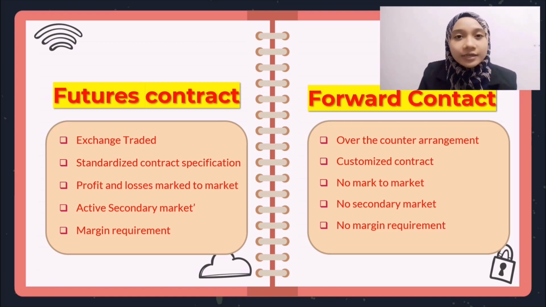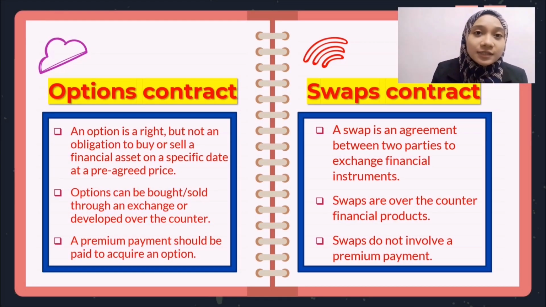Fourthly, for the futures contract, there is an active secondary market, while for the forward contract there is no secondary market. Lastly, for the futures contract, there is a margin requirement, while for the forward contract there is no margin requirement. So we proceed to the difference between option contract and swap contract. For the option contracts, an option is a right but not an obligation to buy or sell a financial asset on a specific date at a pre-agreed price.